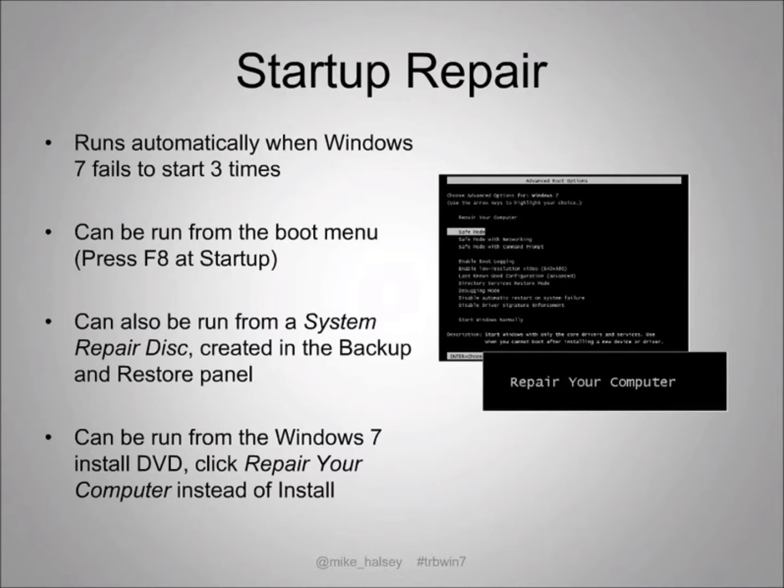Finally, you can access the startup repair options from your Windows 7 installation DVD. When you click through the first screen where it asks you about your country and your language, just click through that, and at the next screen you'll have a big button in the middle of the screen, do you want to install Windows? And if you look in the bottom left hand corner, there'll be an option there called repair your computer, and that will take you through to startup repair options.